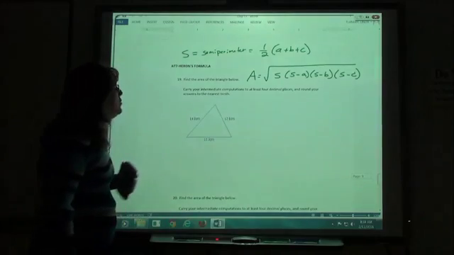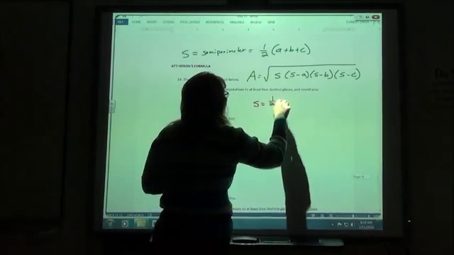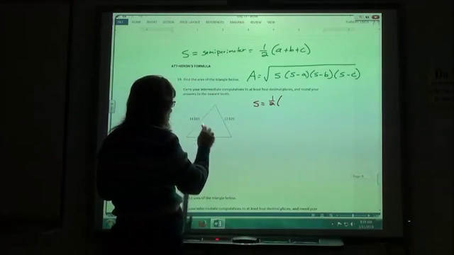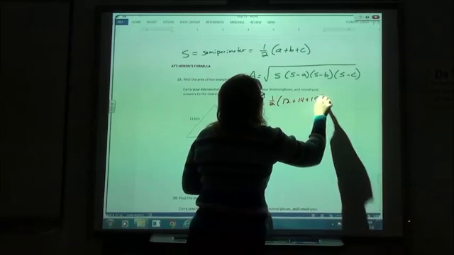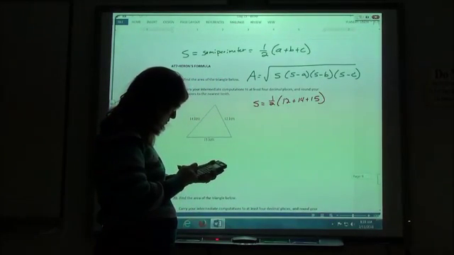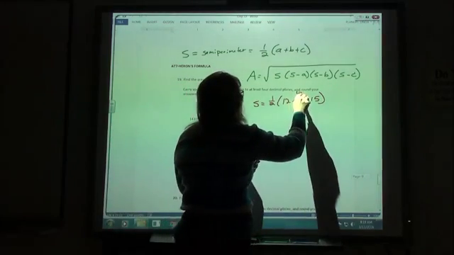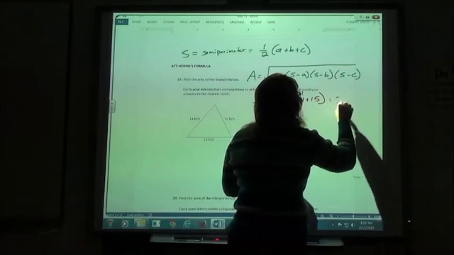So, using those two formulas, first of all, to find my semi-perimeter, I'm going to do half of 12 plus 14 plus 15. So, 12 plus 14 plus 15 is 41. Divide that by 2, I get 20.5.